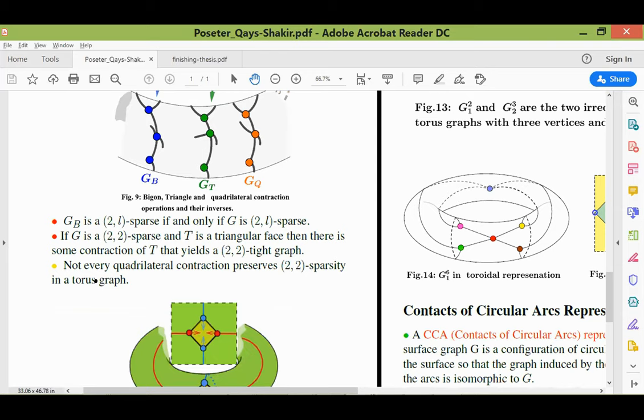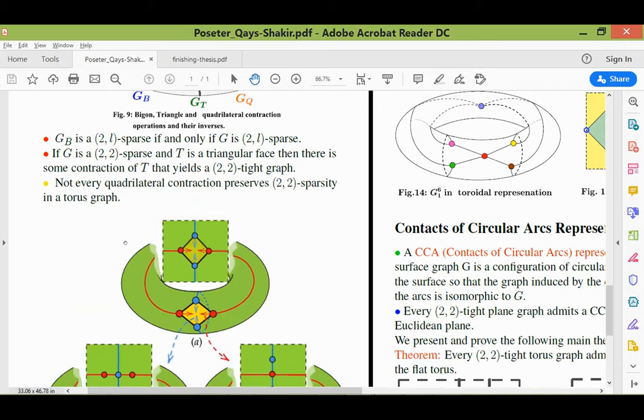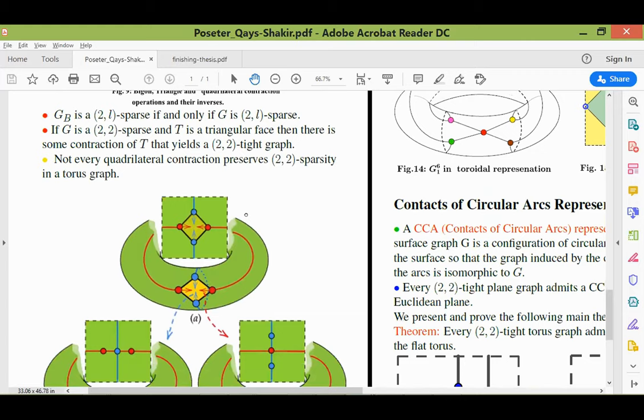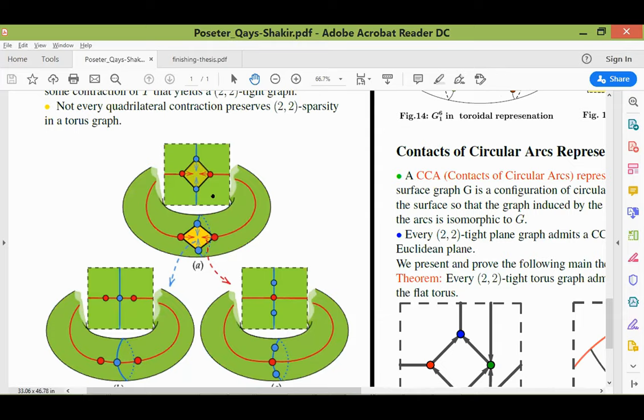So here we have an example. We're saying that not every quadrilateral contraction preserves 2-2 tight, 2-2 sparsity in the torus graph, because I will talk more about the torus graph rather than other surface graphs. This is just a torus graph, in a rectangular representation. We see here we have a quadrilateral face, and maybe you can contract it. But if we contract this quadrilateral face, then we will get a loop. For example, if we identify these two vertices, the blue two vertices, we'll get a loop, and the loop doesn't satisfy 2-2 sparsity. The same if we identify the two red vertices here, we'll get another loop, and loops are not allowed in 2-2 tightness.